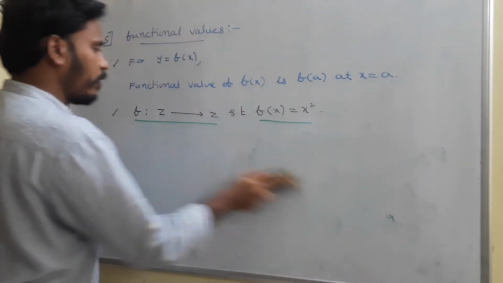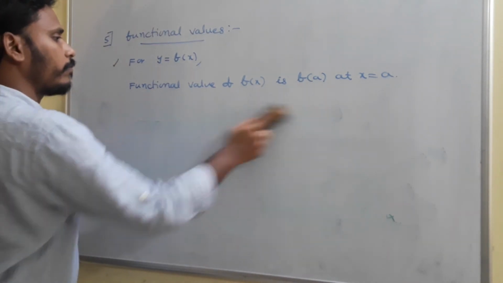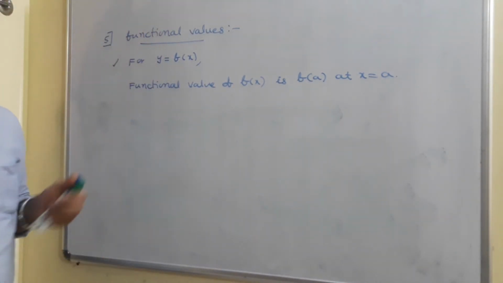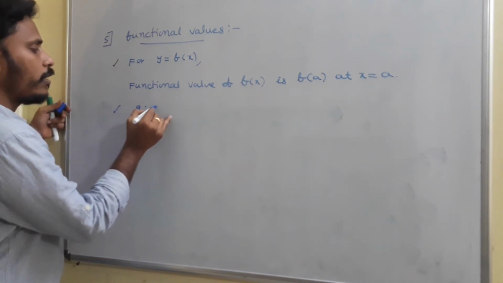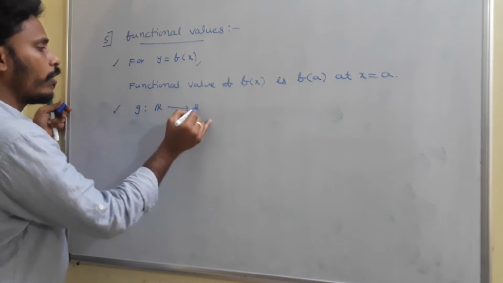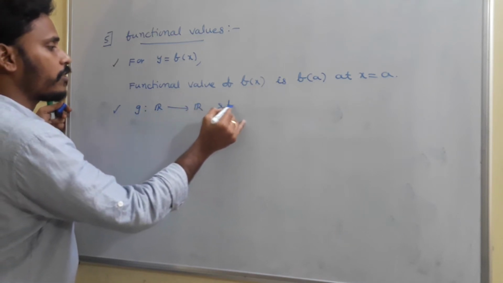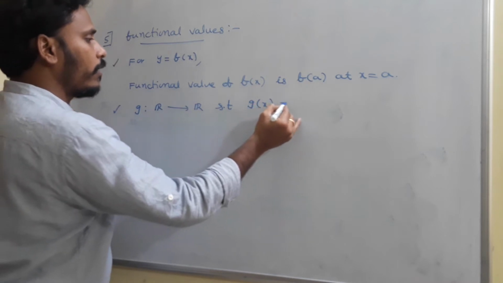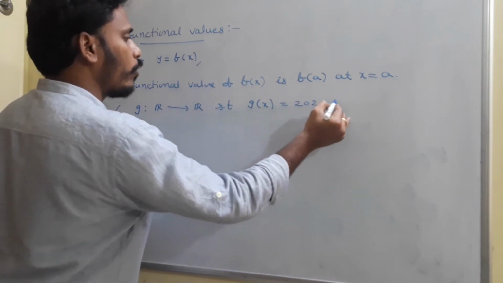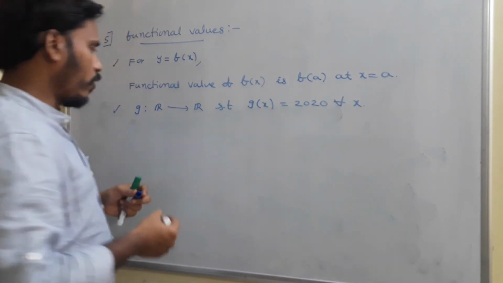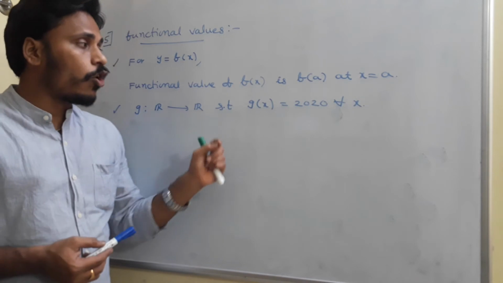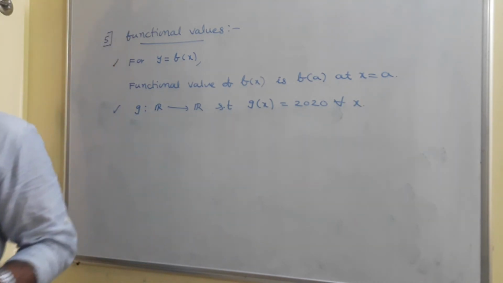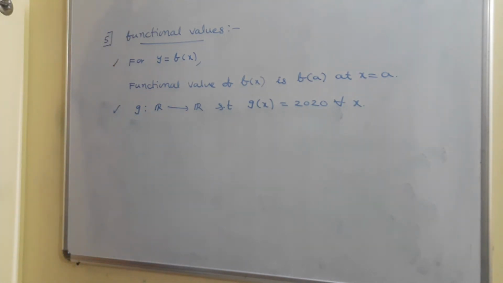I have a real function, just have a look. A function g from real numbers to real numbers, such that g of x is equal to 2020 for all x. Since it is 2020 for all x, what can we say about it?